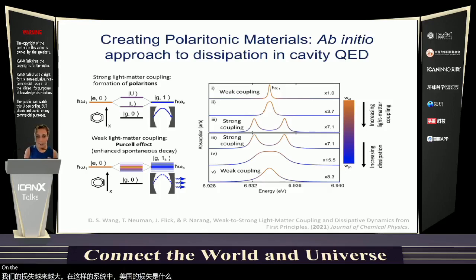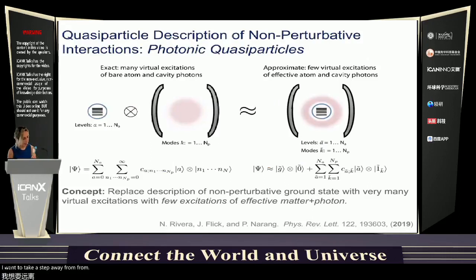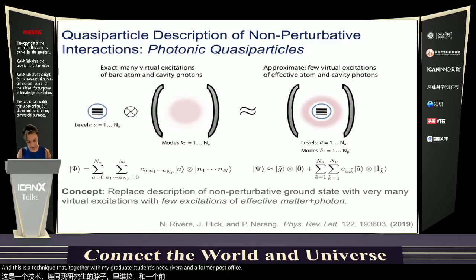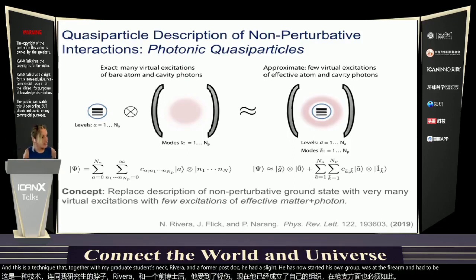I want to take a step away from this very computationally intensive approach to also offer a slightly more intuitive approach that makes a couple of more approximations, but still gives you really, really interesting information. Okay, and this is a technique that, together with my graduate student Nick Rivera and a former postdoc, Johannes Flick, who has now started his own group, both at the Flatiron and at City College in New York.